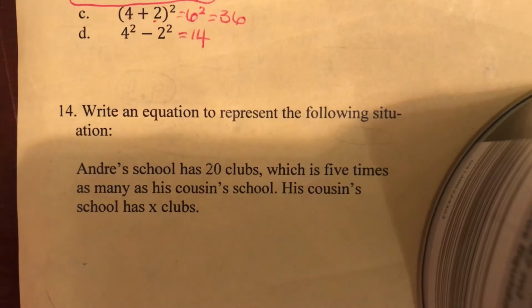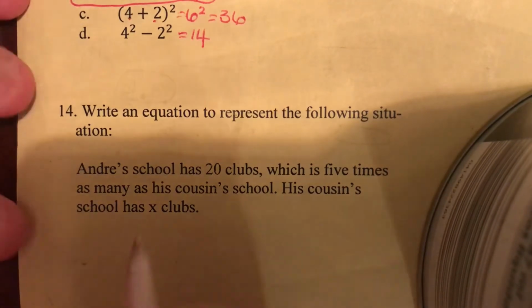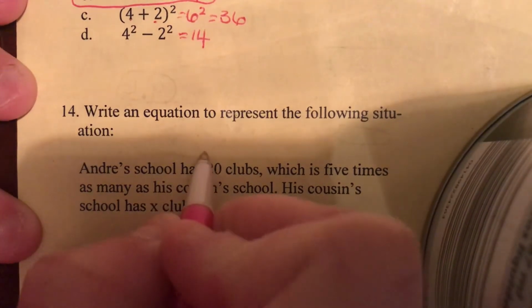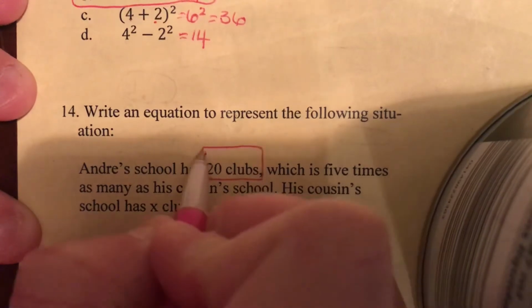Number 14, write an equation to represent the following situation. Andre's school has 20 clubs, which is 5 times as many as his cousin's school. All right, I'm going to stop there because I see some things. His school has 20 clubs.